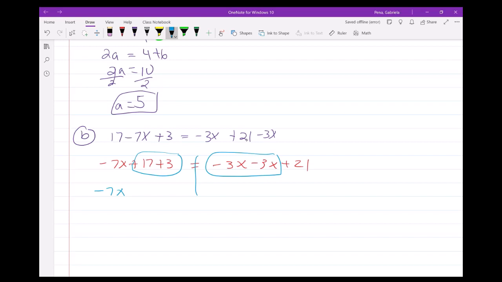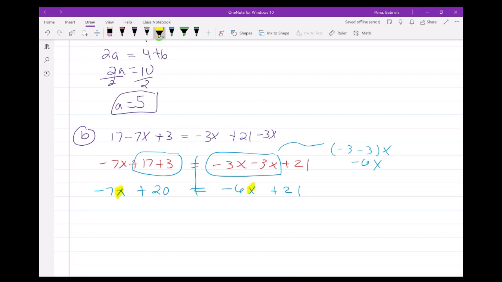Now, this is negative 7x. 17 plus 3, they're both positives. It becomes 20. Negative 3x and negative 3x. So it becomes negative 3, negative 3. They're both negatives, so it becomes a negative 6x. Negative 6x plus 21 with an equal sign. So I combine whatever I could on both sides, and now I should be able to do what we did in the first one.